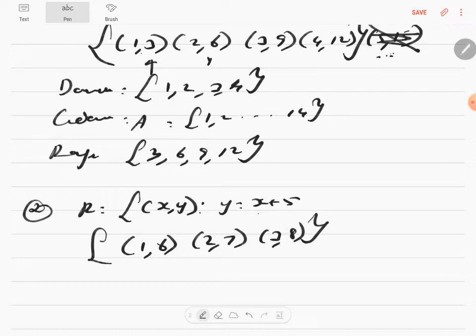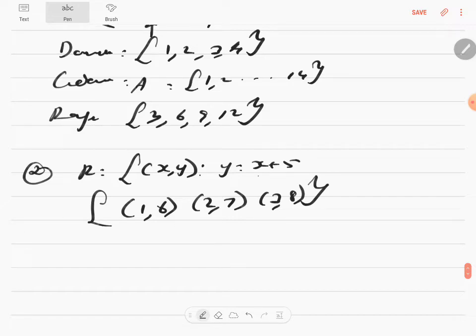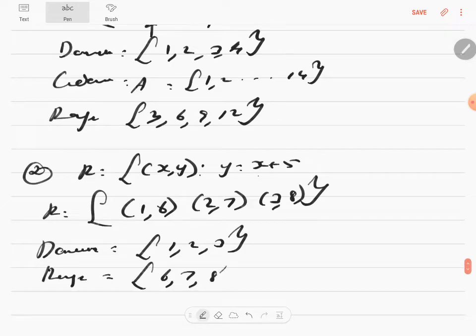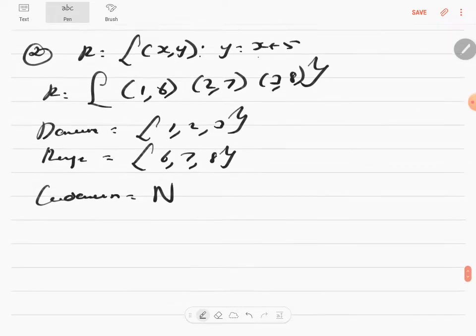Now depict the relation using roster form. Writing like this is what is called roster form. R is equal to, then write the domain. What is the domain here? Domain is the first element of the ordered pair: 1, 2, 3. Then write the range. Range is the second element of the ordered pair: 6, 7, 8. What will be the codomain? They have not asked. Can you tell me what is available for you? Y is an element of natural numbers. So codomain will be all natural numbers. Are you clear? Yes, ma'am.